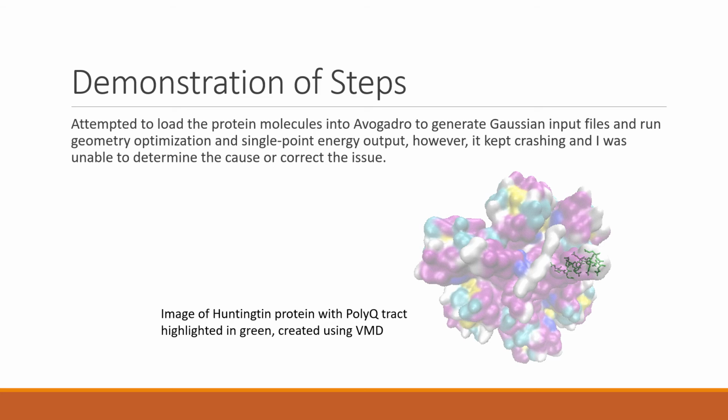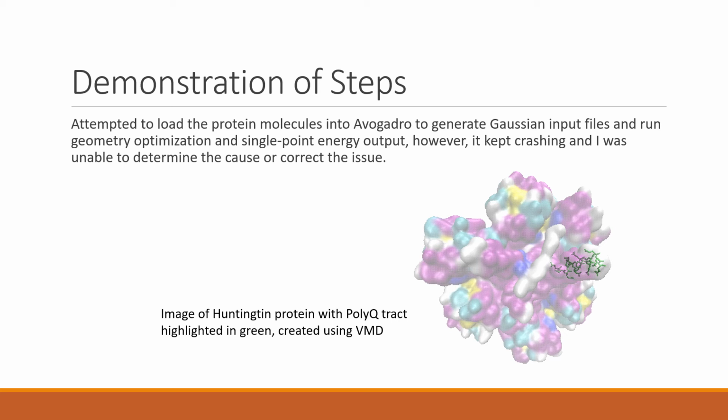At this point, I attempted to load the protein molecules into Avogadro to generate the Gaussian input files and run geometry optimization and single point energy output. However, this is where I ran into a problem. Every time I tried to upload the protein molecules into Avogadro, the program would crash. And I was unable to determine the cause or fix this issue.